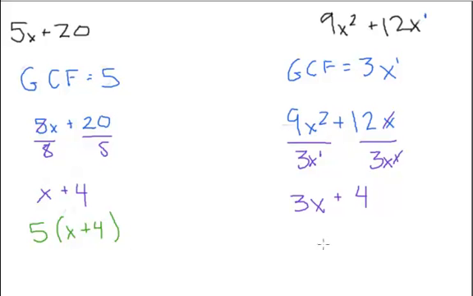Now putting it all together, I'm going to have my greatest common factor outside the bracket, 3x. I'm going to open my bracket, and I'm going to add what I have here, 3x plus 4. And that's the answer.